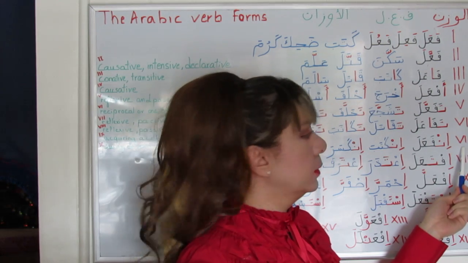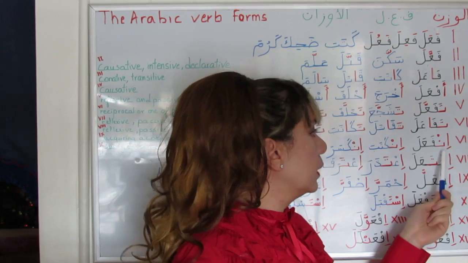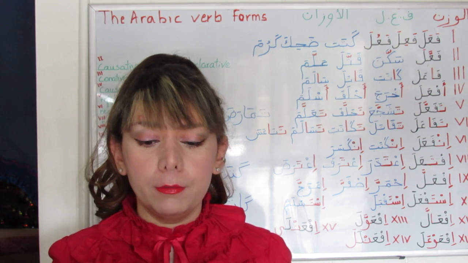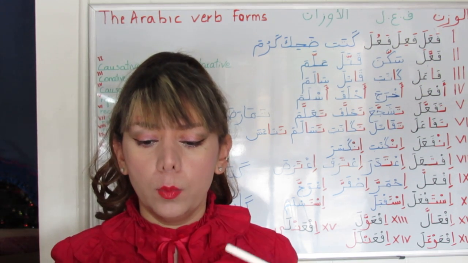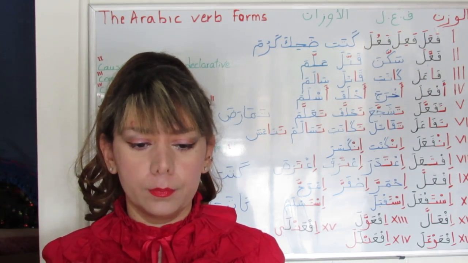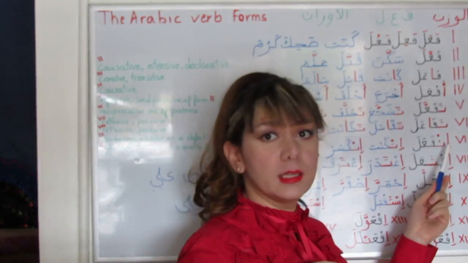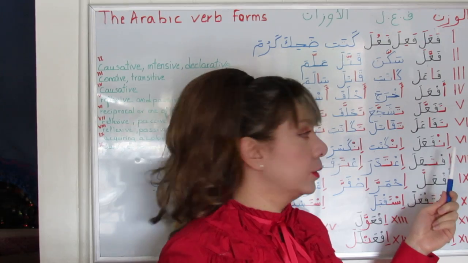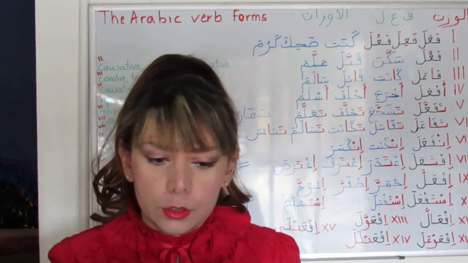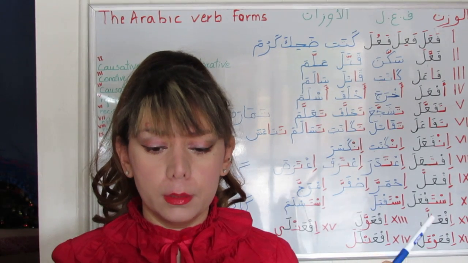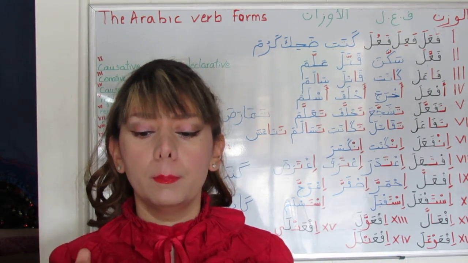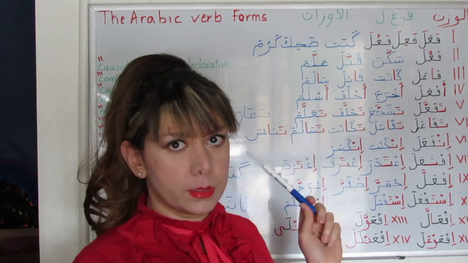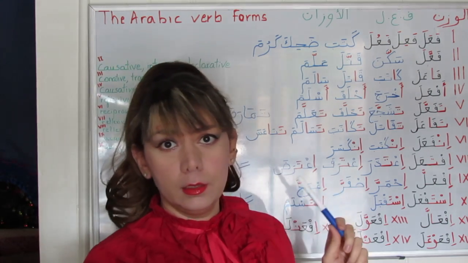الوزن السابع, form number 7, انفعل. This form is formed by prefixing nun with a prothetic vowel e. Here we use the prothetic vowel because we cannot start the word with sukun. The meaning this form imparts is reflexive or passive. For example, انكتب, to subscribe. انكسر, to be broken.